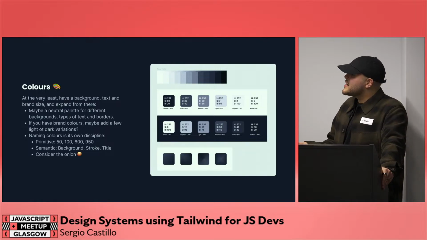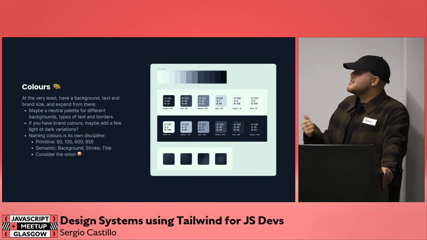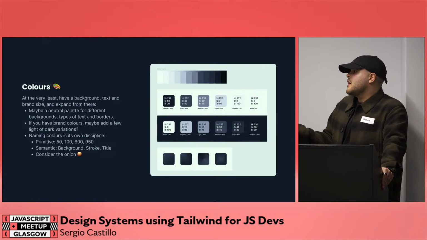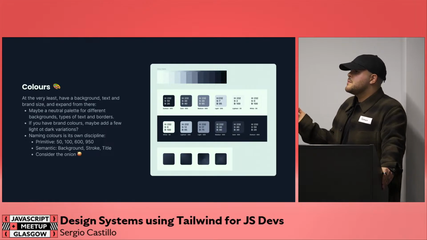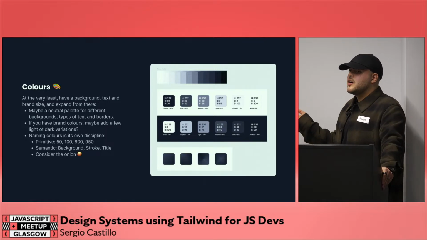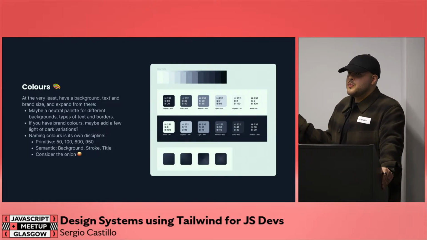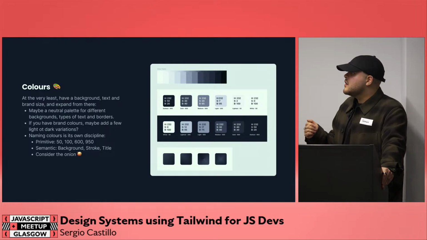Then naming is a challenge in itself. The easiest way is to give them what I call primitive values, which I think is the term most people use. So this is going to mean having a set of names going from 50 to 900. 50 would be the lightest color, 900 would be the darkest color, and then just have everything in between.